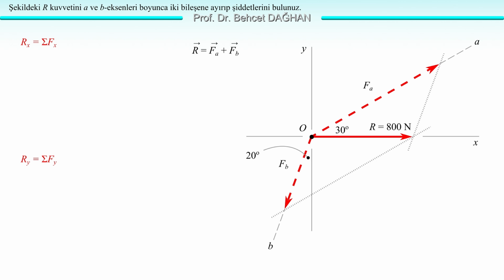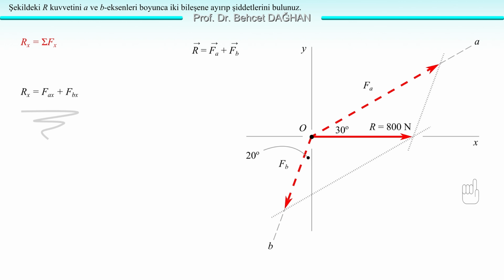In this case, the force B, FB, makes an angle of 20 degrees with the negative side of the y-axis. Because if that angle is 110 degrees, 90 plus 20 makes 110. More precisely, 110 minus 90 makes 20. That angle is 20 degrees. We see that too. Now let's start writing the equations. Let's obtain an equation from the equation Rx equals sigma Fx. Let's obtain an equation to find the unknowns.